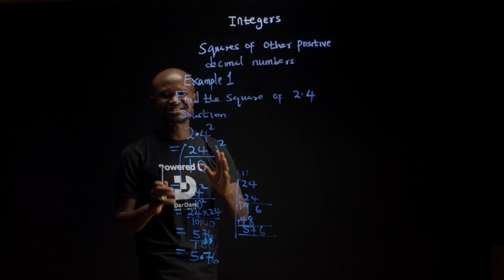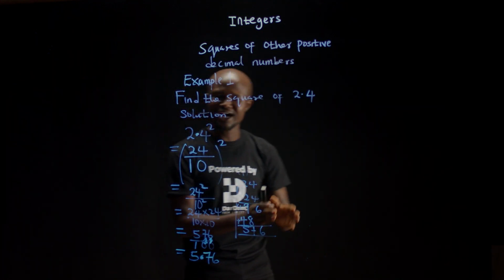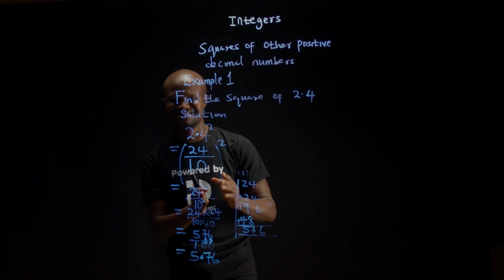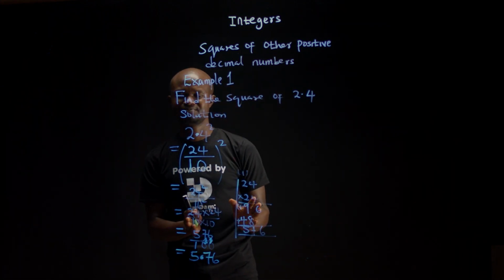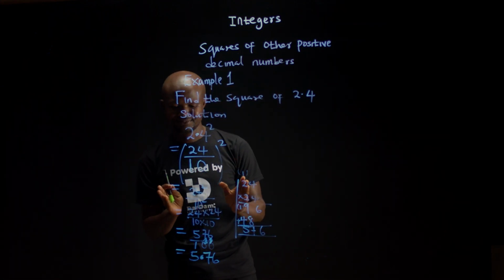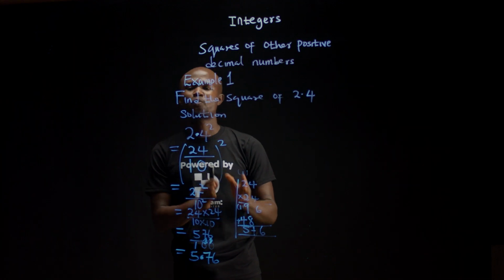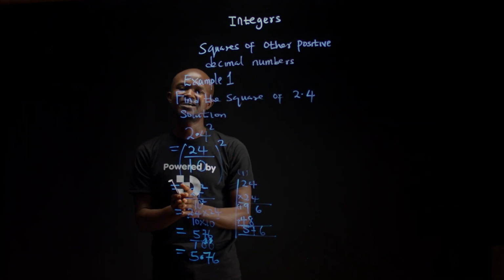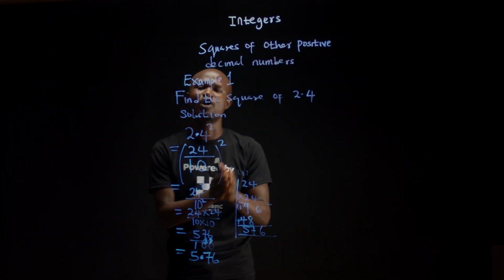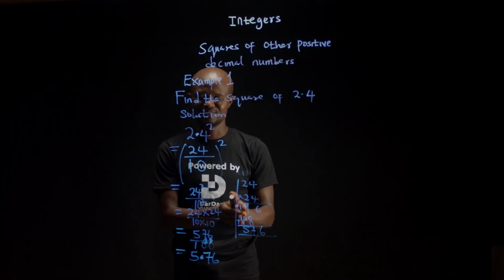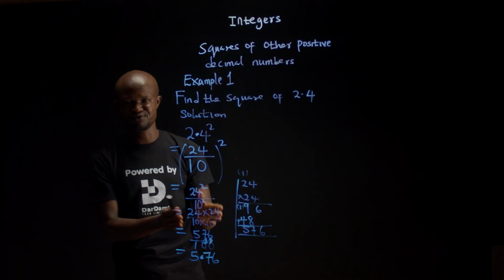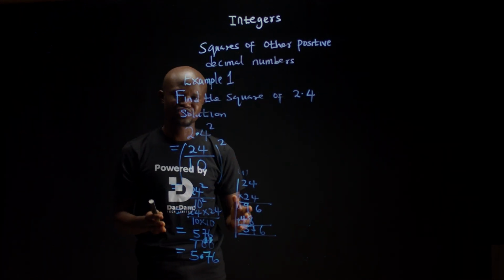And also, please take note of this. For improper fractions, we are mapping zeros only. We don't map 1. The zeros only. While for proper fractions, we map everything and we now consider the rest of the zeros. Take note. So the answer to this problem is 5.76, and that is the solution to the problem.